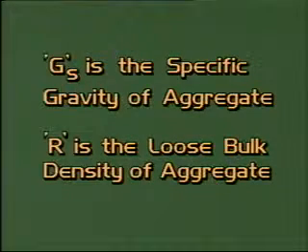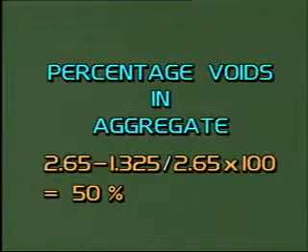The percentage voids in the aggregates can be calculated using the relation (Gs minus R) divided by Gs multiplied by 100, where Gs is the specific gravity of the aggregate and R is the loose bulk density of the aggregate. Assuming the specific gravity of 20 mm coarse aggregate as 2.65, the percentage of voids in aggregates can be calculated as (2.65 minus 1.325) divided by 2.65 multiplied by 100, which is equal to 50%.